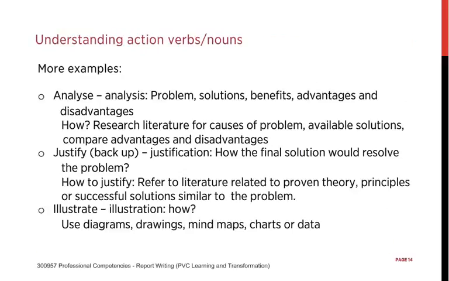On this slide, we will go through a few more action verbs and nouns, and how you can use them to help plan your report using the what and how. First off, analyze and analysis. So you might ask, analyze what? The problems, solutions, benefits, advantages and disadvantages, for example. And then how will you do this? You might research literature for causes of problems, the available solutions, and then compare the advantages and disadvantages.